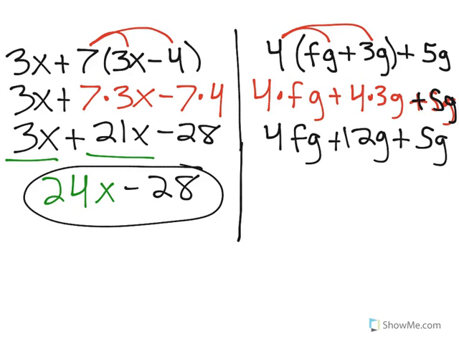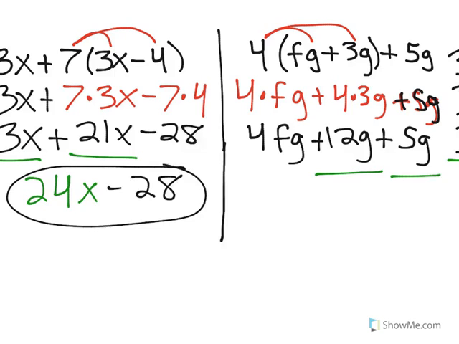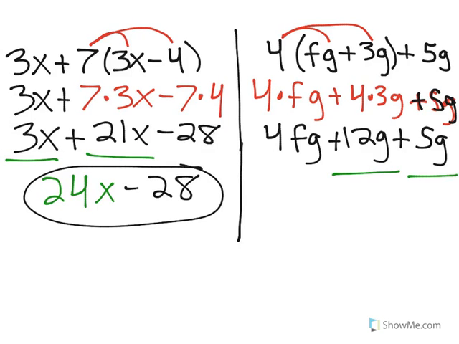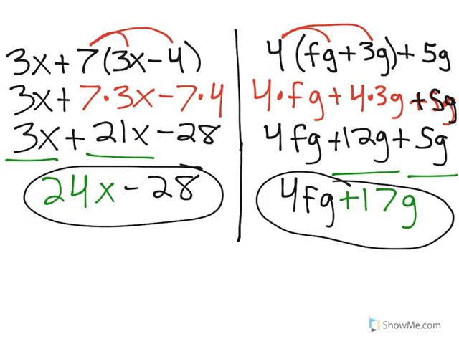Now you're just going to look for like terms. Speaking of like terms, I see positive 12G and positive 5G. 4FG is not a like term because of the F. So let's combine what we can. Positive 12G plus 5G, that's 17G. And it's positive, so it's plus, and then we just drop down the 4FG. So this is our complete simplified final answer: 4FG plus 17G.